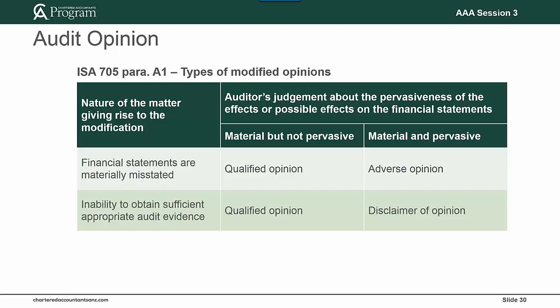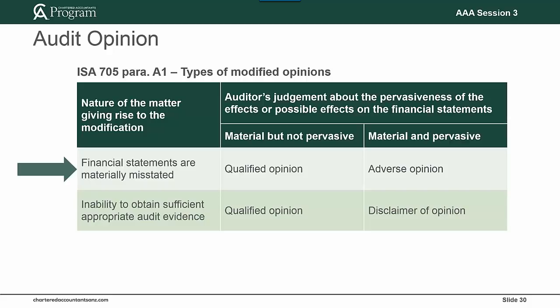What this table does is summarize the types of opinion that should be issued, depending on the pervasiveness of the effects on the financial statements and the nature of the matter. We know that the financial statements are materially misstated due to management refusing to correct the misstatements. Therefore, it is not through an inability to obtain sufficient audit evidence. We are therefore focused on the top row of the table. The second question you must ask is whether or not the misstatements are material and pervasive, or material but not pervasive. So what does pervasive mean?